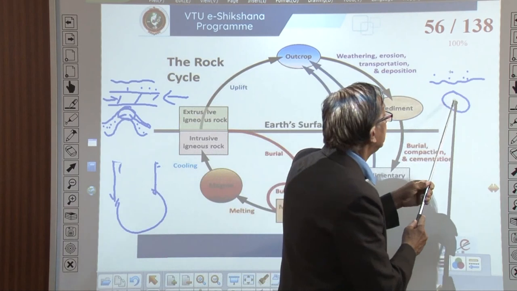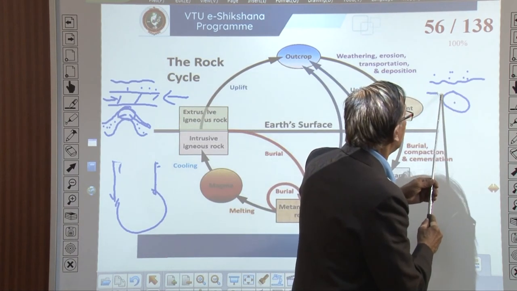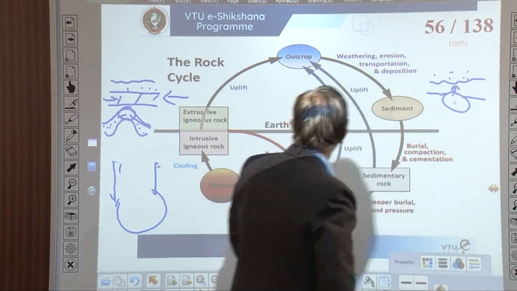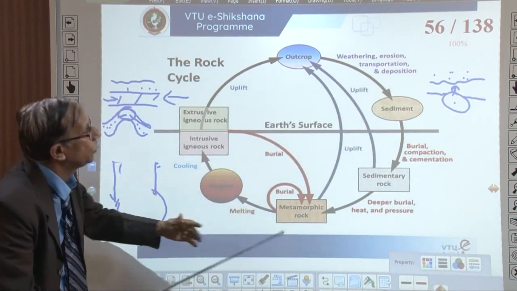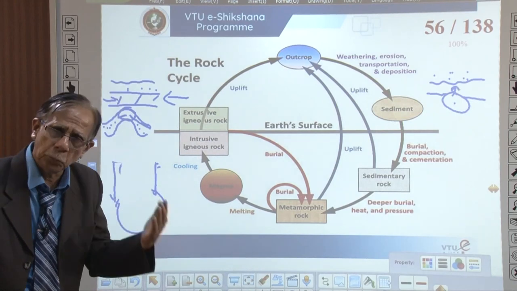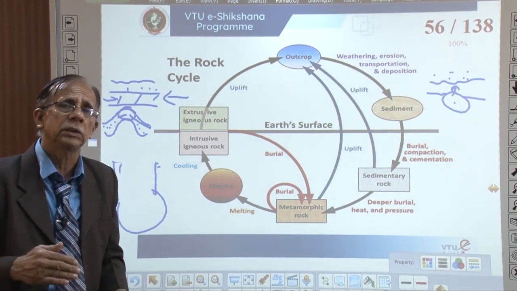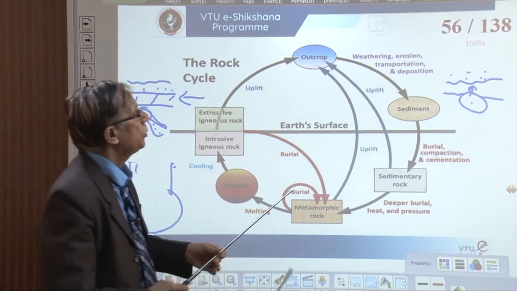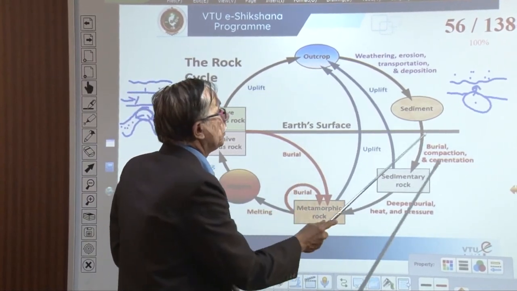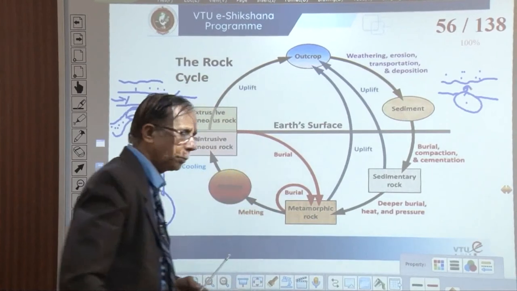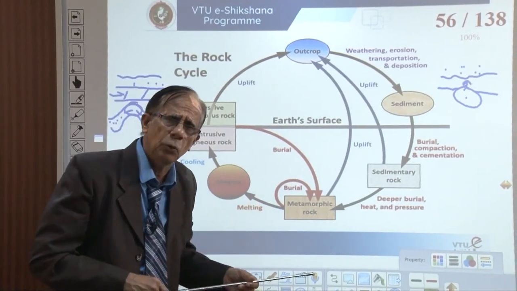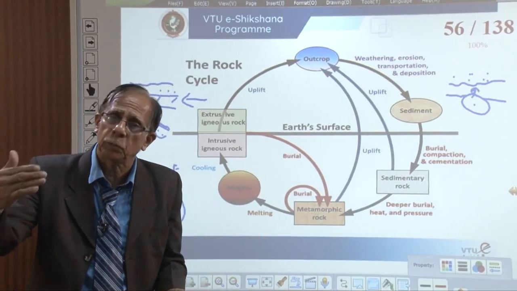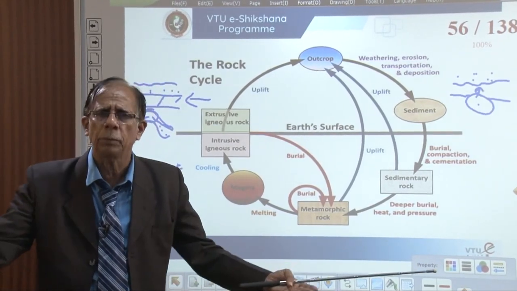But if by the process of uplift and erosion they are exposed, if topsoil is removed, there are different ways, we will discuss it subsequently. But what is an outcrop? Just I want to mention, if this outcrop exposes part of the rock to the atmosphere, what may happen?